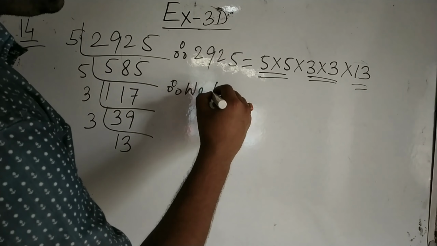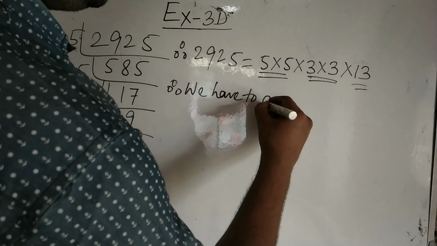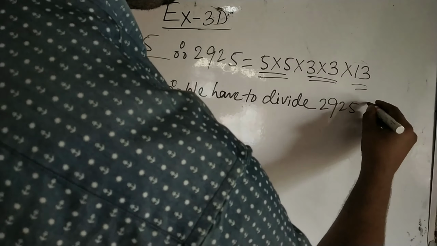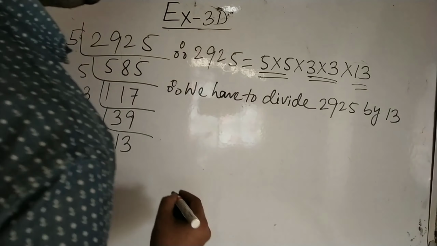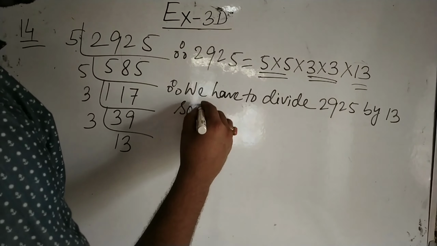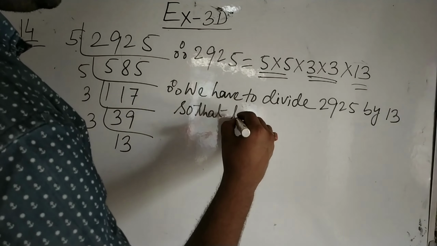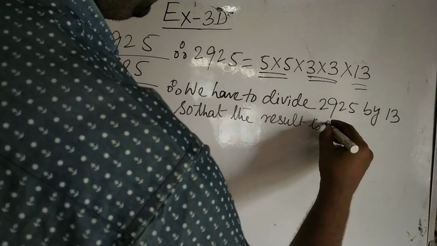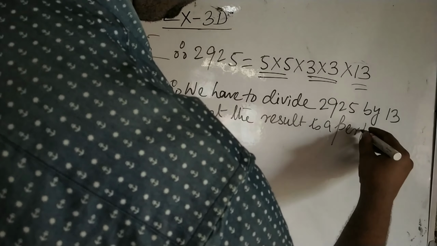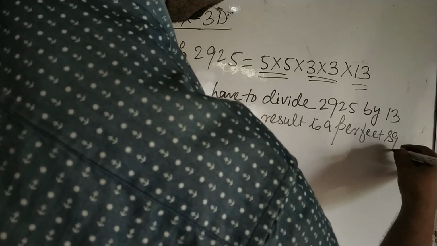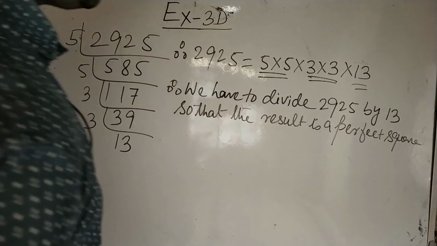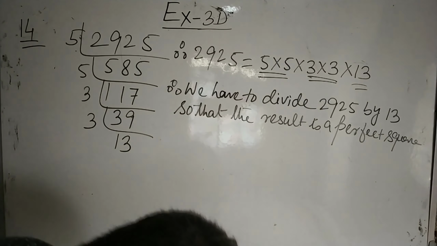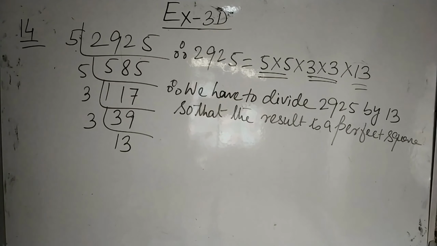Therefore, we have to divide 2925 by 13 so that the result is a perfect square. Okay. Now we have to find the square root of the number and the number.